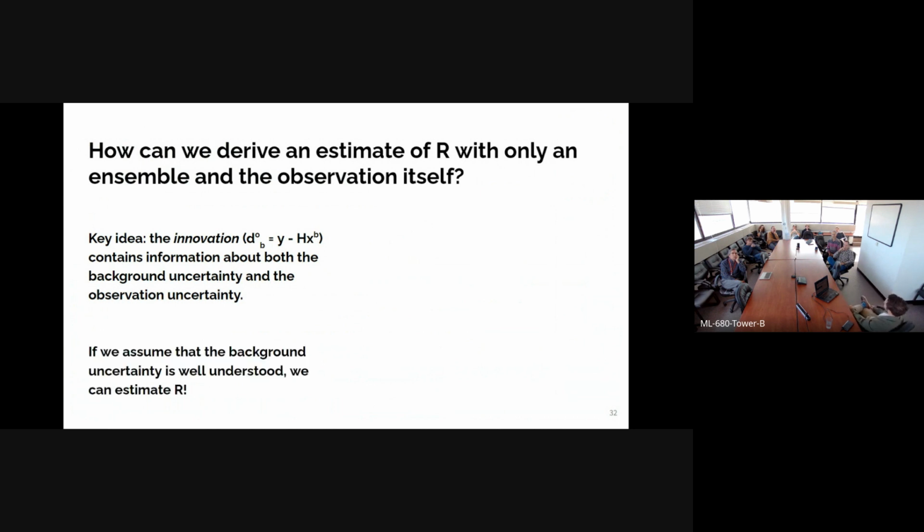Again, a major piece of what we need to do for trying to back out an estimate of R is assume that our estimate or our understanding of the background uncertainty is relatively clear. There's no such thing as a free lunch. We have to assume that something is reasonably well specified in order to back something else out. So we're going into this with the assumption that we have gotten a good handle on our background uncertainty.